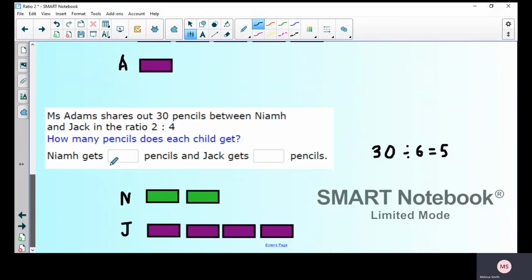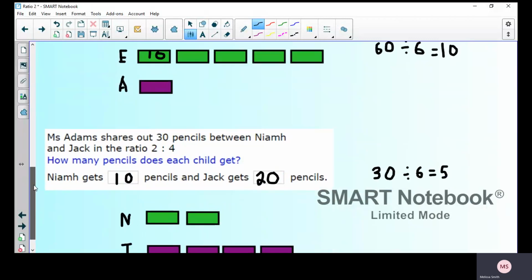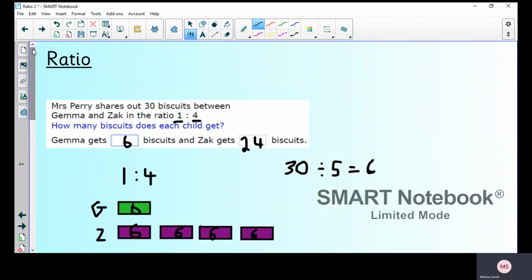5 times 2 is 10. 5 times 4 is 20. And I can check by saying, well, 10 and 20 is 30. So that's how you answer these ratio questions.